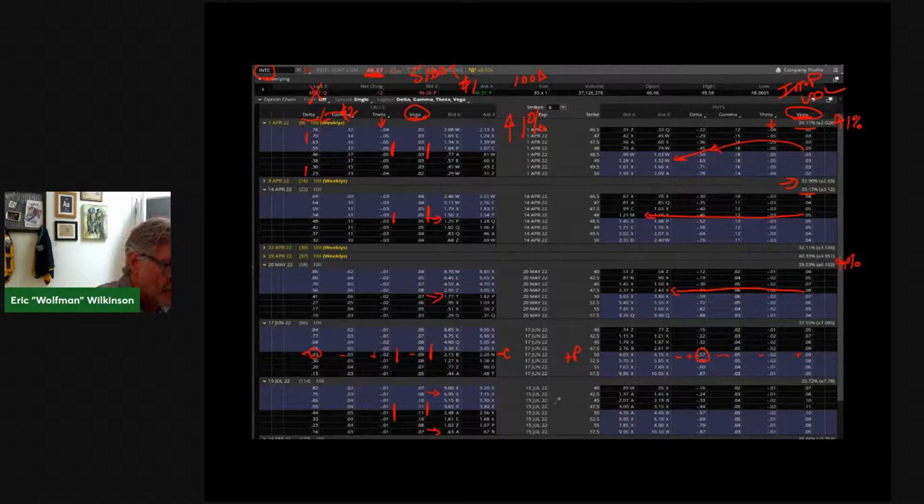So I've got 43 negative deltas, because it's a sell of a call, and then I've also got the negative 57 deltas. So what does that equal?